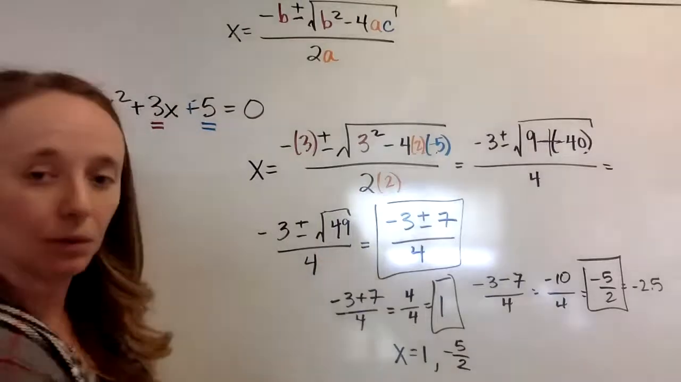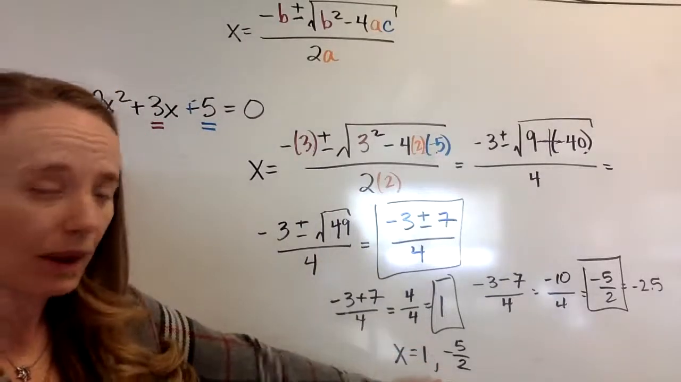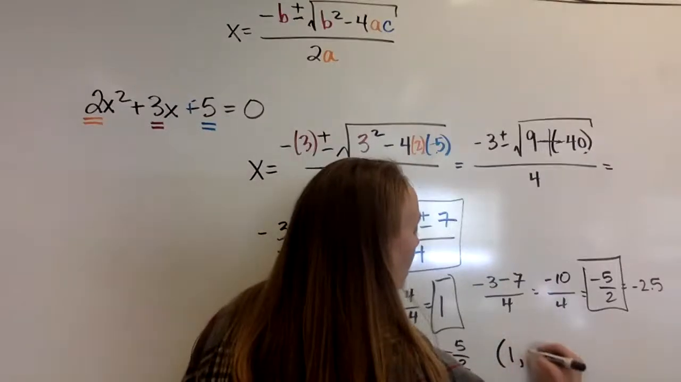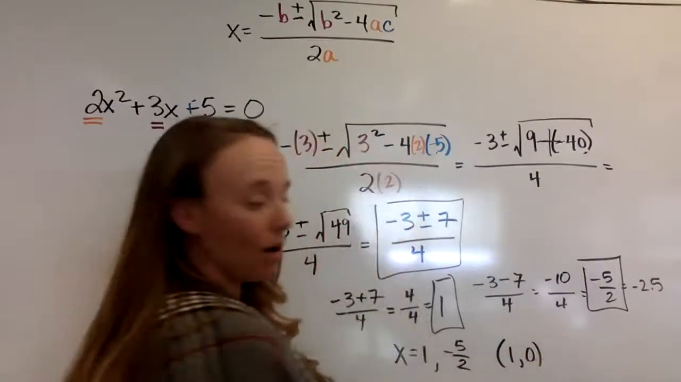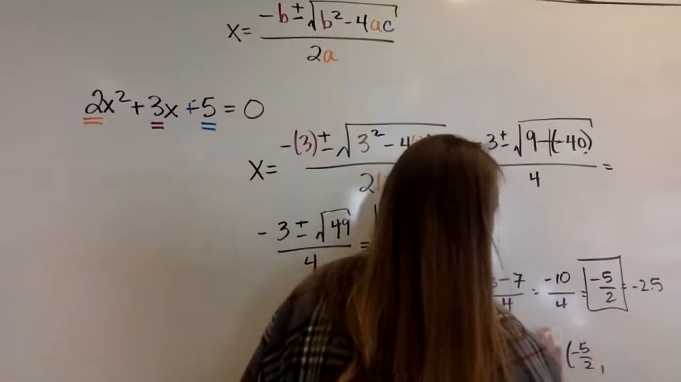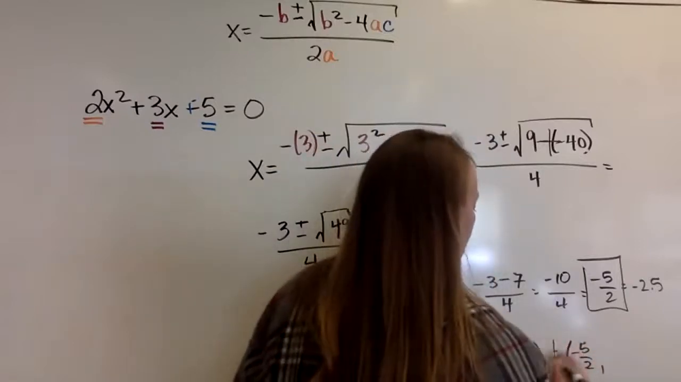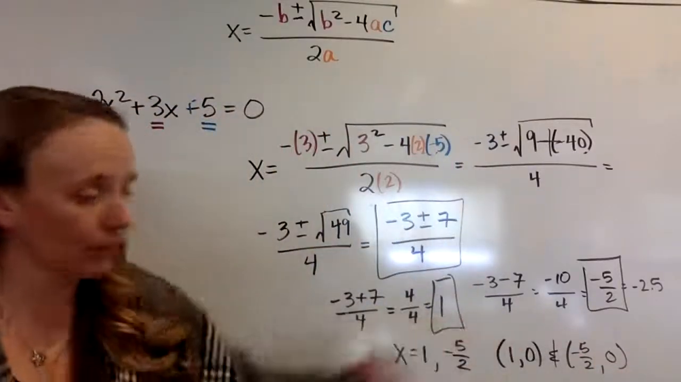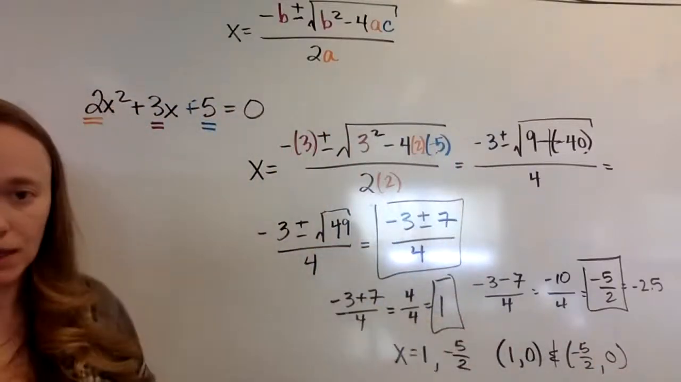Notice I'm not writing it in parentheses, because that is not an ordered pair. What would be an ordered pair is me saying x could equal (1, 0) and (negative 5/2, 0). So those are my ordered pairs. These are just x values.